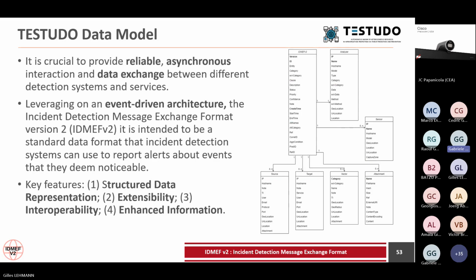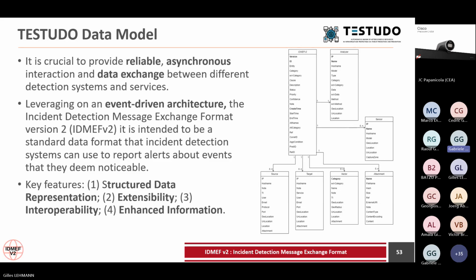Here we have Testudo. As I said, Testudo is actually the only research project dealing with critical infrastructure protection that has IDMEFv2 directly in the grant agreement. This is the Testudo data model, which, as you can see, is pretty similar to what has been described by Gilles in his slides. There is a class named IDMEFv2, then we have an analyzer, sensors, attachment, vector, target, and sources.